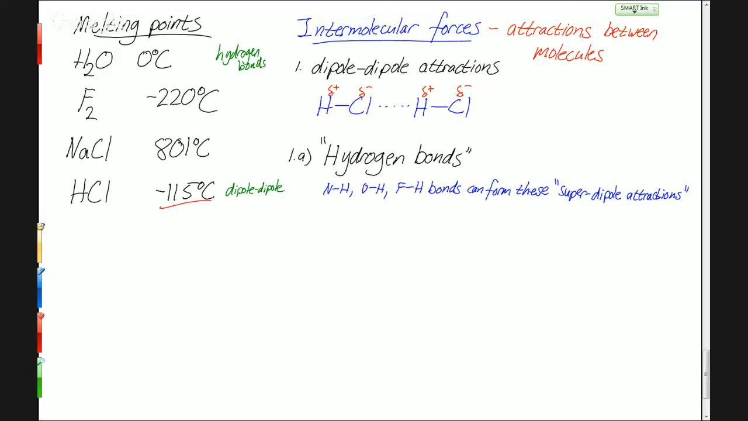We also know the type of force in NaCl. We haven't named it because it's not a molecule, but what types of forces hold the Na and the Cl together in NaCl? What might you call those? Nobody? I'm sure you know it.